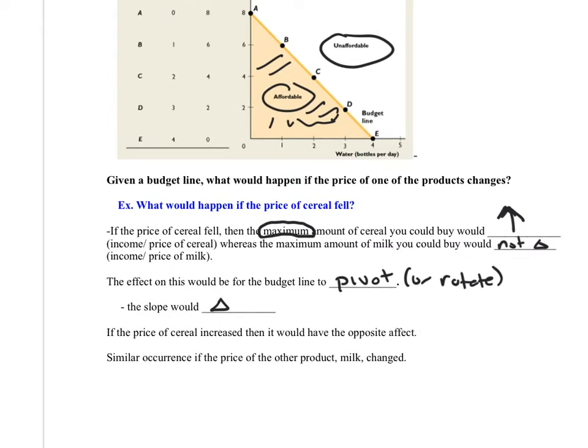And of course, if the price of cereal increased, then it'd be the opposite. If you bought no milk and all cereal, if the price of cereal is higher, of course you'd be able to buy less cereal and there would be no change in milk.